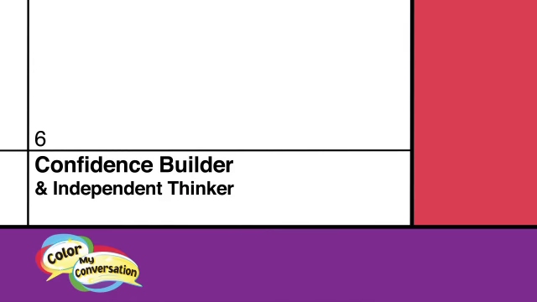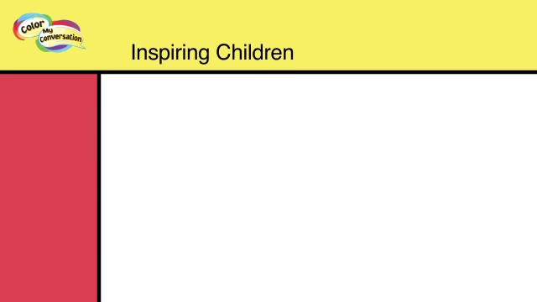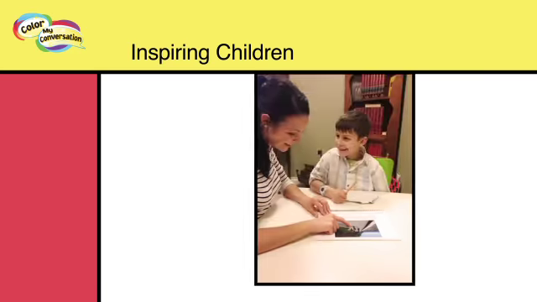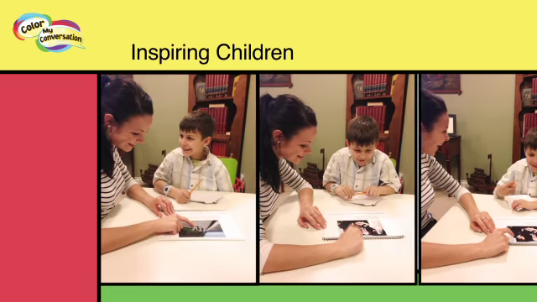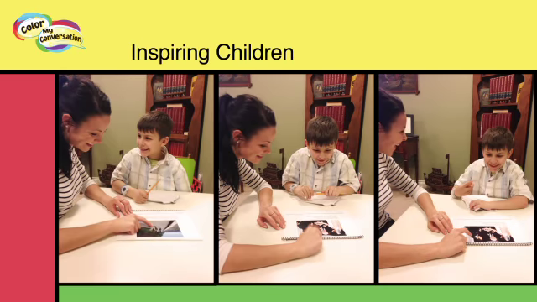Number 6, confidence builder and independent thinker. The Color My Conversation program focuses on inspiring children to reach for their personal bests as they walk through problem-solving situations independently or collectively with the support of their peers and their conversation coach.